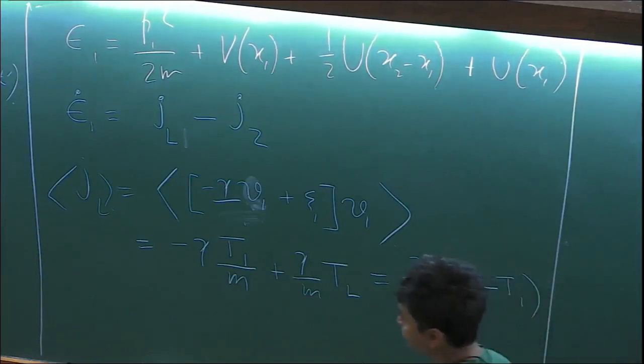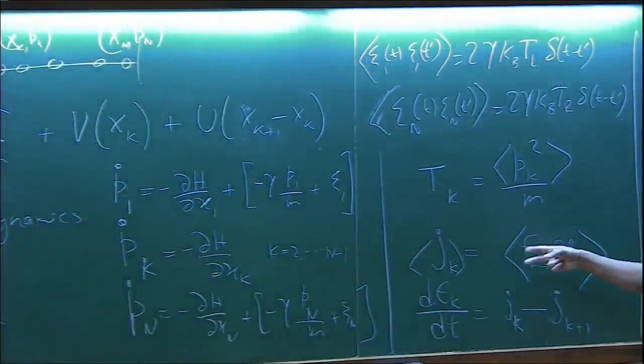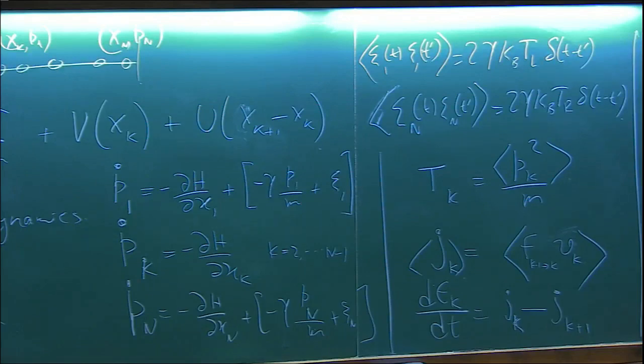So this is what we want to compute now for various systems. We want to compute these objects and then see if Fourier's law is valid or not.